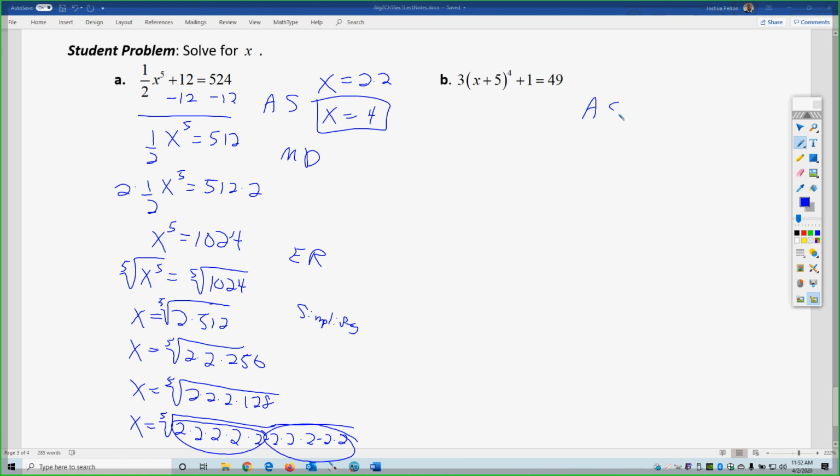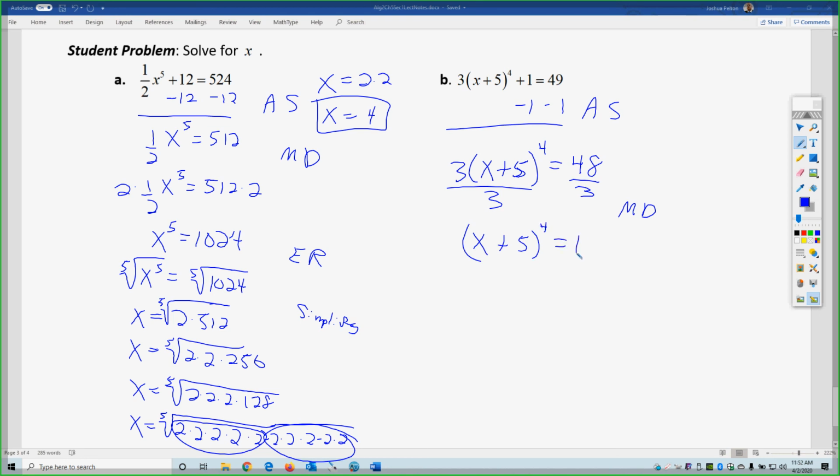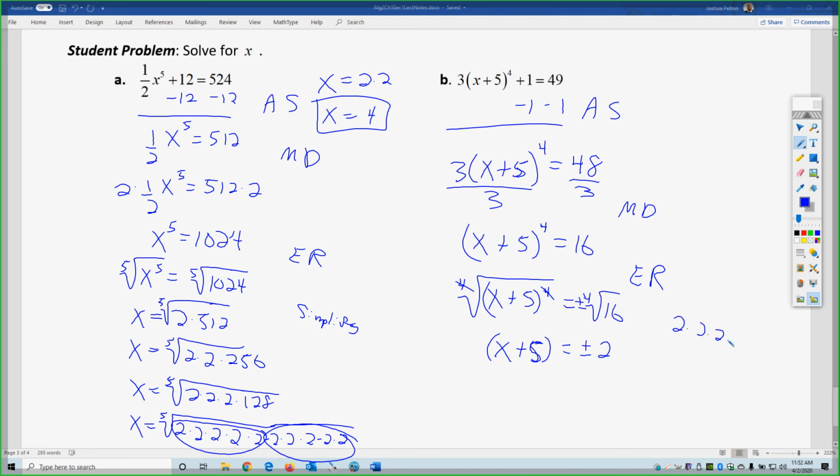Add, subtract step, -1. So we have 3 times x plus 5 to the 4th equals 48. Multiply, divide. Divide by 3, divide by 3. X plus 5 to the 4th equals 16. Exponent radical. 4th root of x plus 5 to the 4th equals the 4th root of 16. That's an even root, so we need plus or minus. So we have x plus 5, cancel, cancel, equals, let's see, that'd be plus or minus 2, because 16 is 2, 2, 2, 2, right?